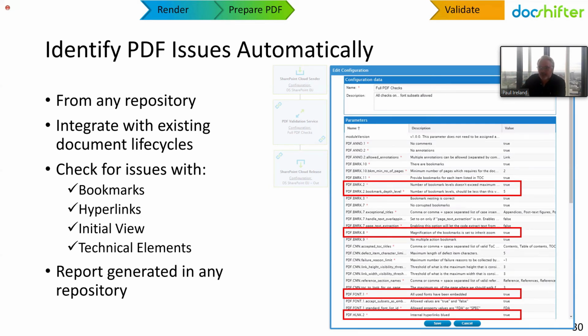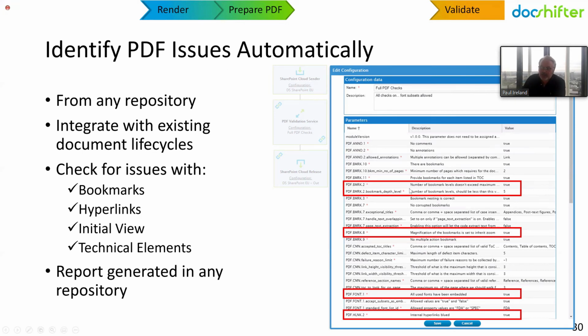There's less for you to do downstream at those publishing stages when you're trying to get the submission out the door. So really, again, you should be able to do this from any repository, no matter where that content resides. Again, integrate with your lifecycle state, so leverage your CMS technology to engage this fully automatically. And then check issues with bookmarks, hyperlinks, initial view settings, and technical elements of the PDF.